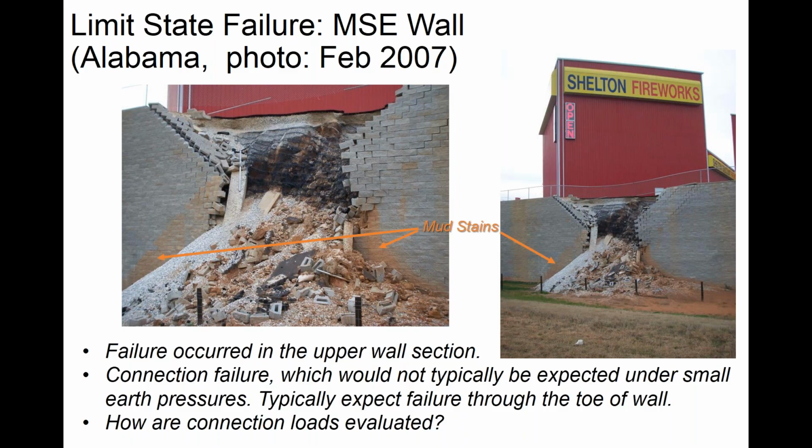Failure occurred in the upper wall section, usually implying that water probably played a role. And in this case, it's a connection failure up in the upper portion of the wall where, say you have the right amount of blocks or the right block facing system or connections are adequate, you wouldn't expect a failure there under the small earth pressures that are typically realized. Typically, we expect the largest earth pressures to be at the base of the wall, and if anybody's done a slope stability analysis, that tends to be critical.